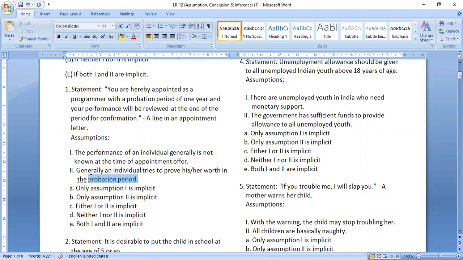So I think that is implicit, because if it's not implicit, yeah, okay, I can see a point. Let's say the employee is too good, so the employee need not bother to prove his or her worth, but still they are consciously or unconsciously proving their worth.